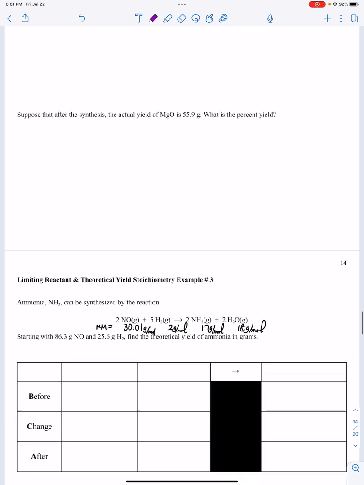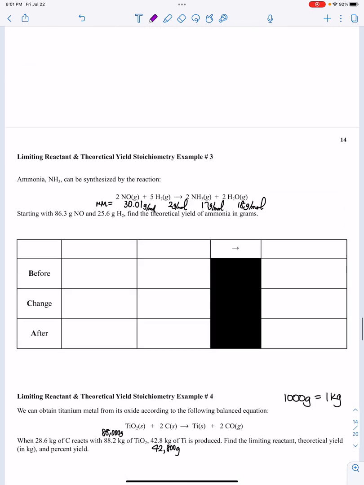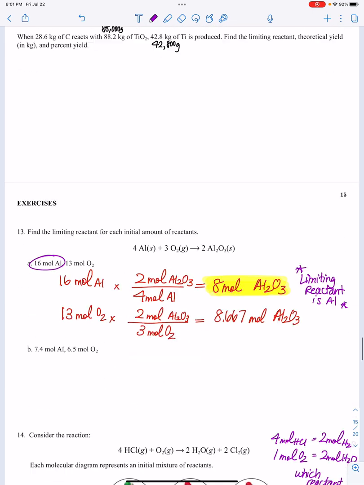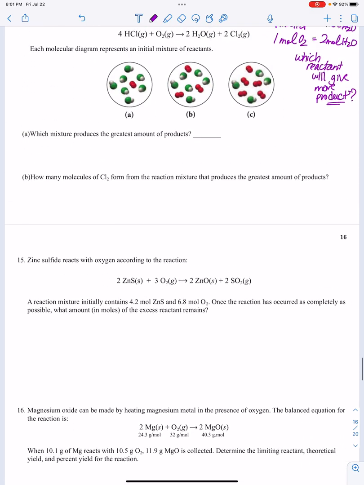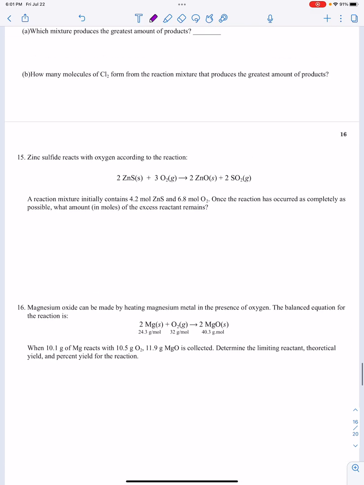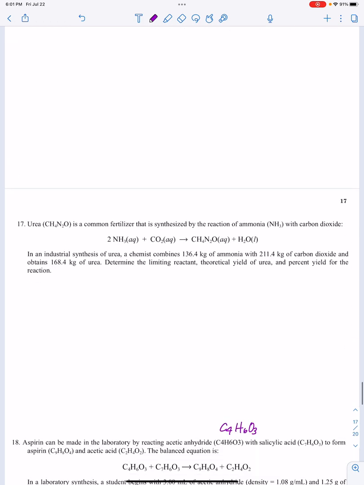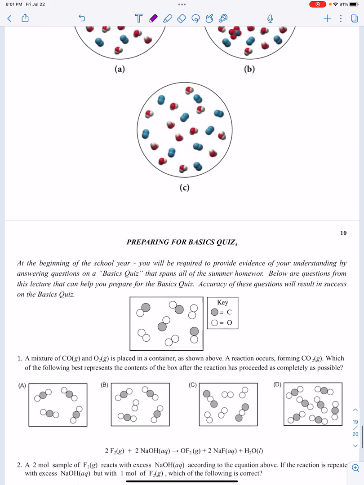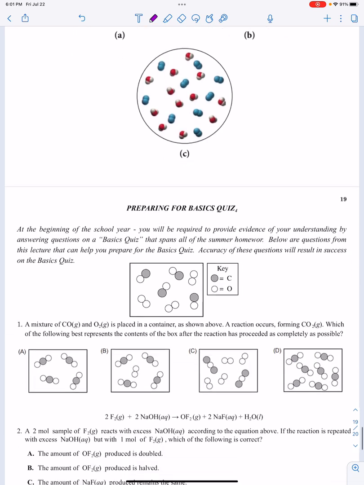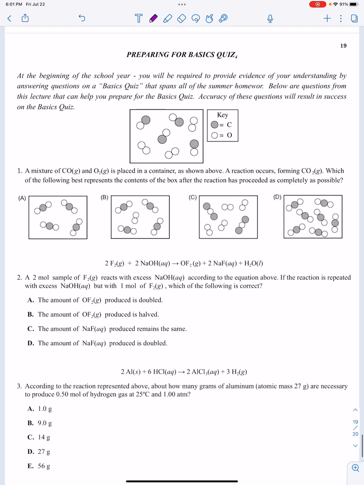Then I'm going to carry on and do about 2-3 more examples and leave you to do the exercises on your own to turn in, right? So you just need to turn in the exercises 13 through, I believe, 19 for full credit.